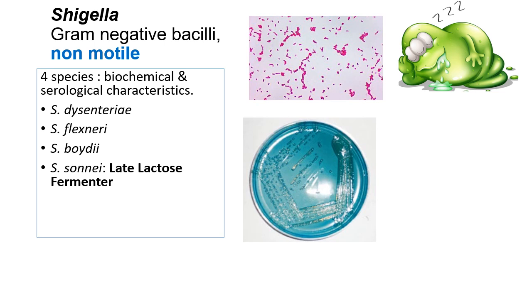All of the above three are non-lactose fermenters, except the last one, which can be a late lactose fermenter, which means that it can ferment lactose, but only later on, after some time of growing in a media. That's why we call this bacteria also biochemically inert. And again, it's catalase negative.